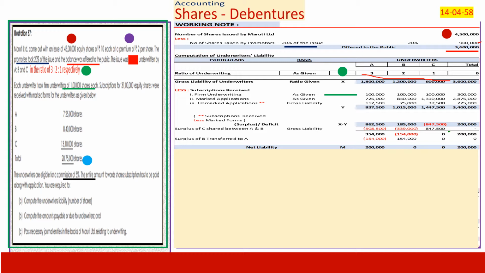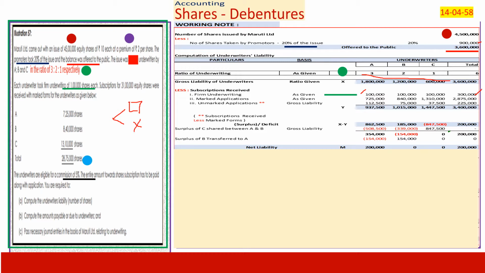There was a firm underwriting of 1 lakh shares. Firm underwriting means there is an application given by the underwriter himself, stating I am going to buy so much of shares in my name. He submitted an application for 3 lakh rupees. Then the public also subscribed. When the public subscribes, their applications may or may not have the stamp of the underwriter on the application.